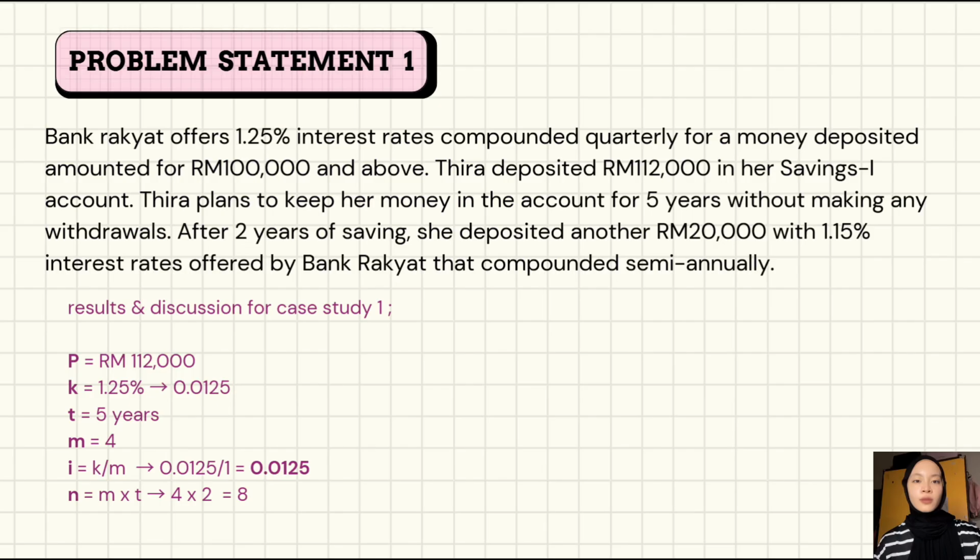through time. So, for the case study, Bank Rakyat offers an interest rate of 1.25% compound quarterly for deposit of RM100,000 and above. Tira deposit RM112,000 into her saving account and plan to keep the money for 5 years without making any withdrawals. And after 2 years, she deposit another RM20,000 with an interest rate of 1.15% compound semi-annually.